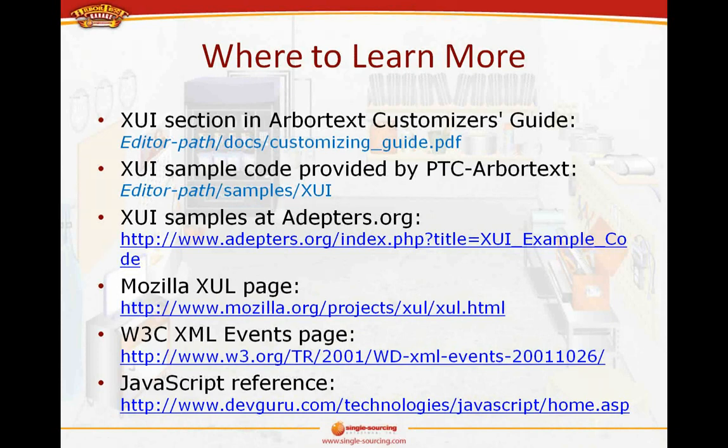You also have another example in the XUI doctype folder itself. There are some additional code samples available online if you go to adepters.org. This is where various members of the community have shared a variety of examples. Some of them get pretty advanced. And then if you're more into seeing some of the behind the scenes and how the coding works, you've got the Mozilla XML user interface page, as well as the W3C page here, and a quick and dirty reference for JavaScript. If you're just getting started with JavaScript, this tends to help you figure out that landscape.